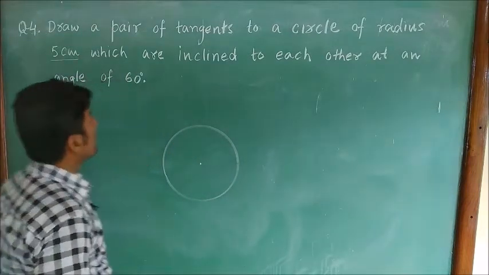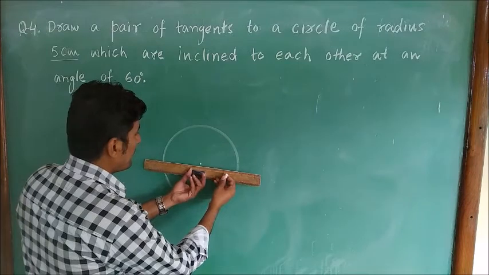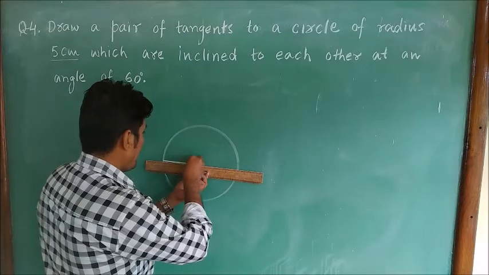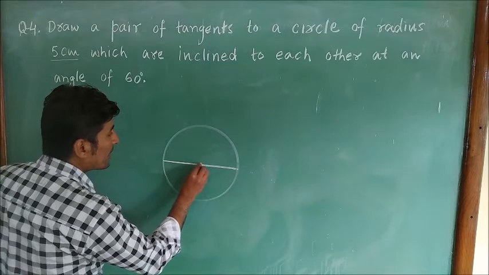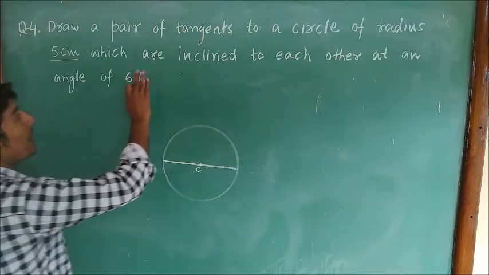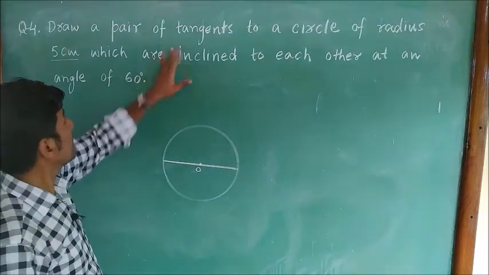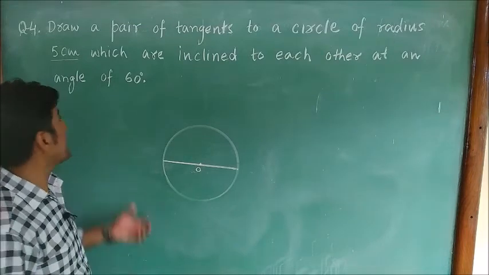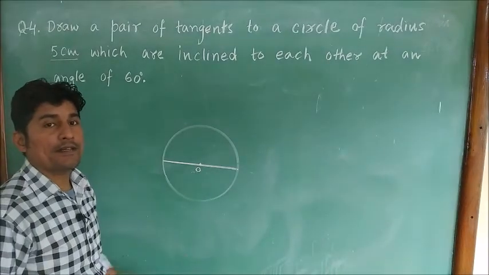After drawing a circle with radius 5 centimeter, we have to draw the diameter. This is the diameter of the circle. The center of the circle I have taken as point O. Now the next line of the question is, we have to draw the pair of tangents to the circle of radius 5 centimeter, which are inclined to each other at an angle of 60 degrees. Means both the tangents are inclined to each other at 60 degrees.